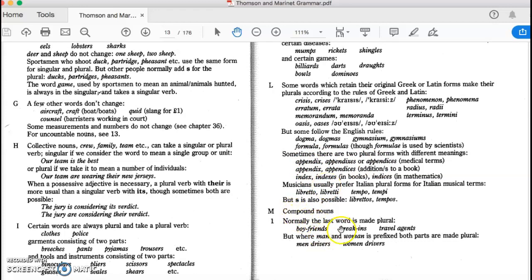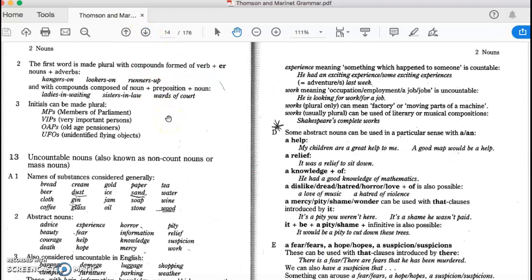Compound nouns, normally the last word is made plural. Boyfriends, break-ins, travel agents. However, if the words man and woman are part of the compound nouns, you put both in the plural. Men drivers, women drivers. If the compound has a noun followed by a preposition, then the noun is put in the plural. Hangers on, lookers on, not looker ons. Runners up, not runner ups.